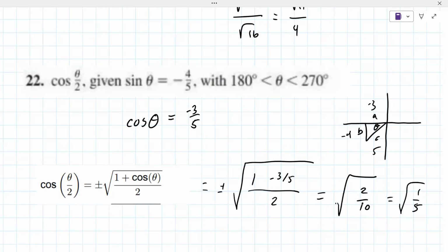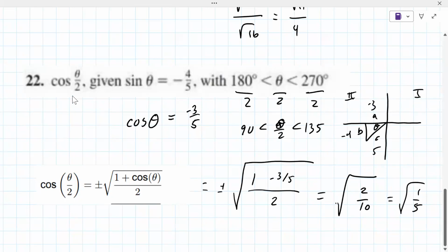So divide each of these by 2 and then tell me which quadrant you're in. Which quadrant is that? Quadrant 2. And what do you know about cosine in quadrant 2? Is it positive or negative? Negative. So the answer here is negative.